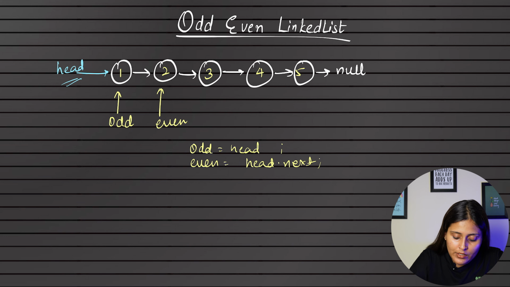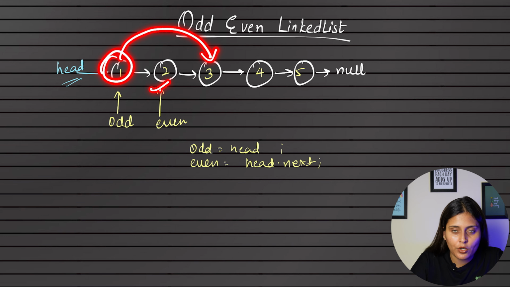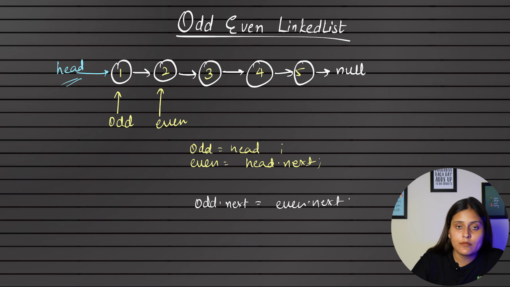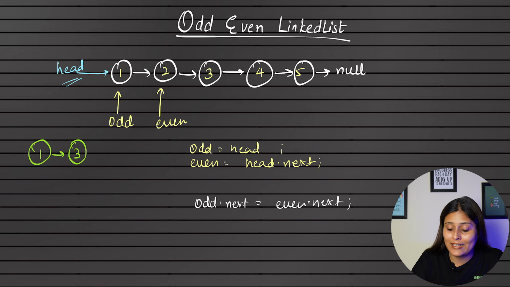Now what do you think? This odd next should get connected to 3, and where is this 3? Can I say even dot next? Yes. So what we will write? We will write odd dot next is equal to even dot next. Very simple. So now how will it look? Let's make it. Odd means 1 dot next. Now 1 is connected to 3.